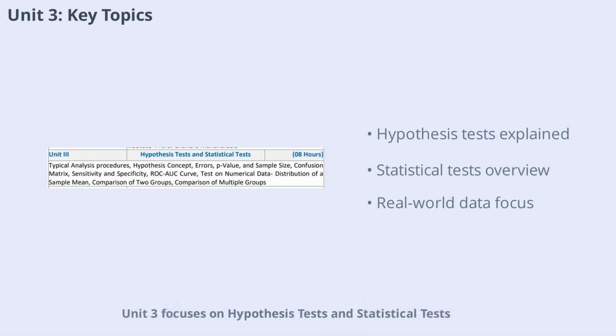Unit 3 focuses on hypothesis tests and statistical tests. We'll explore the analysis procedures used in real-world data scenarios, ensuring you can extract meaningful insights and patterns. These skills are foundational for building models that help achieve your objectives in data science and machine learning. By the end of this unit, you'll be comfortable with the step-by-step process of hypothesis testing and understand how to apply these methods to real datasets.